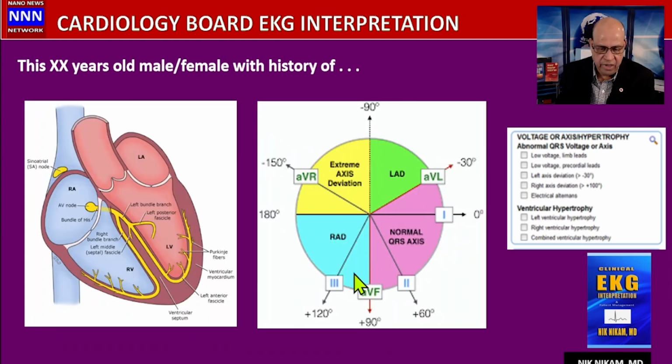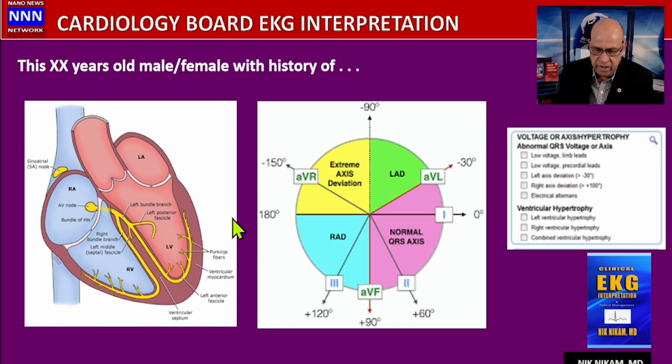And here's how the electrical axis is plotted, like in a pie chart. The normal axis is between AVL, and the best way to determine the electrical axis is to look at two leads, which I'm going to show you in the next couple of slides. And by that, you can pretty much narrow down what range the axis is going to be.